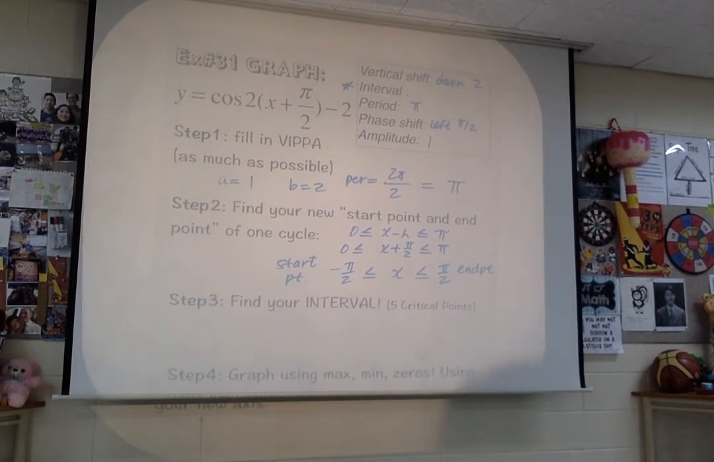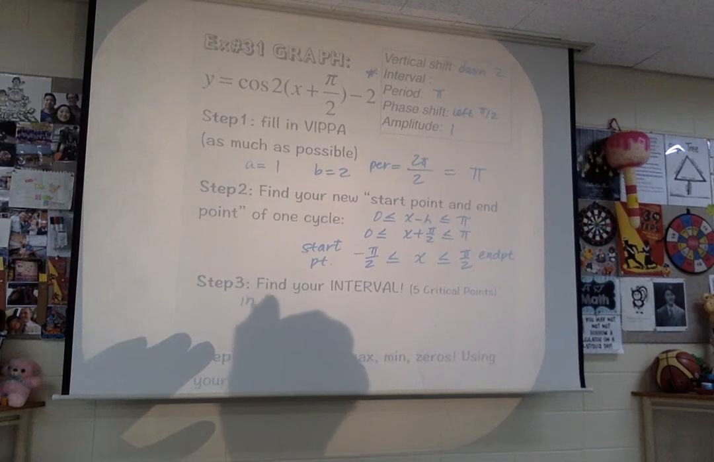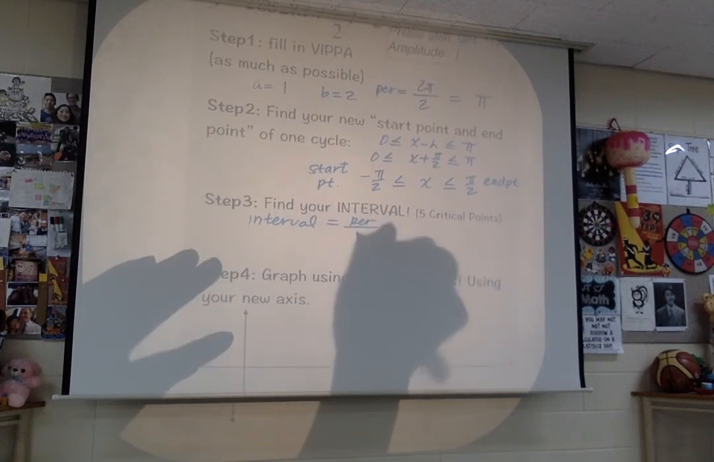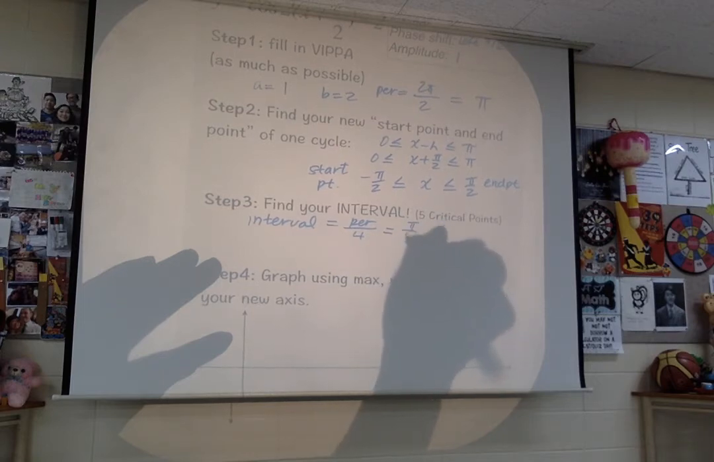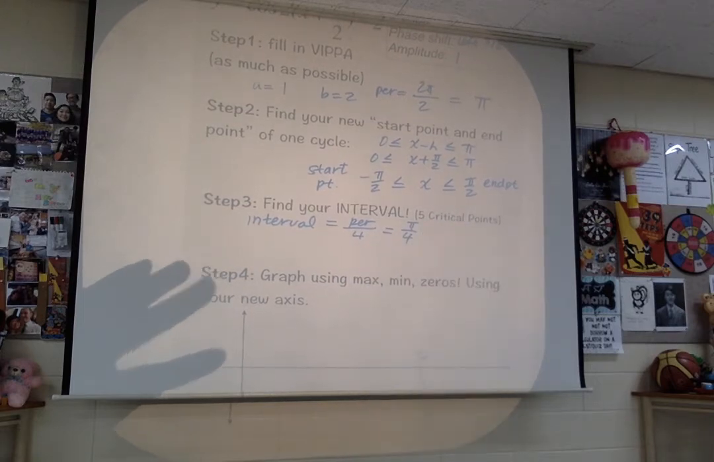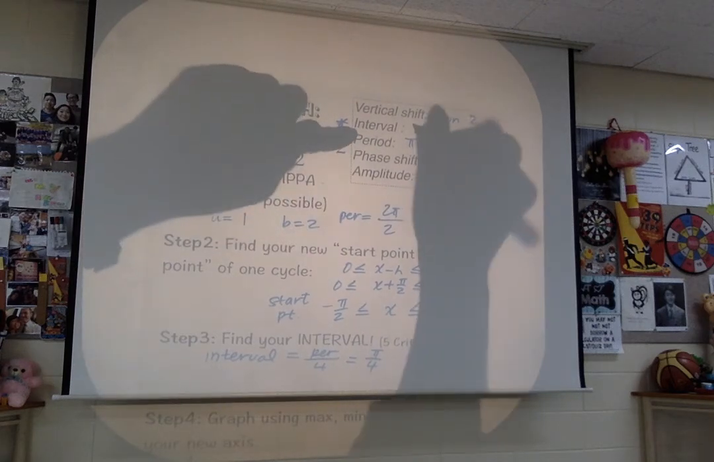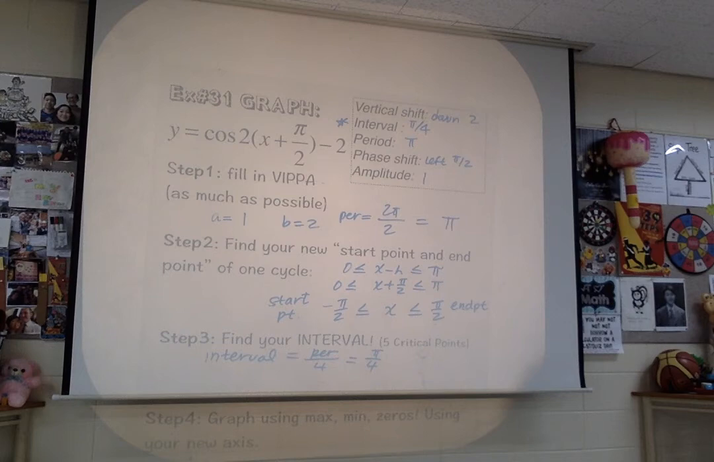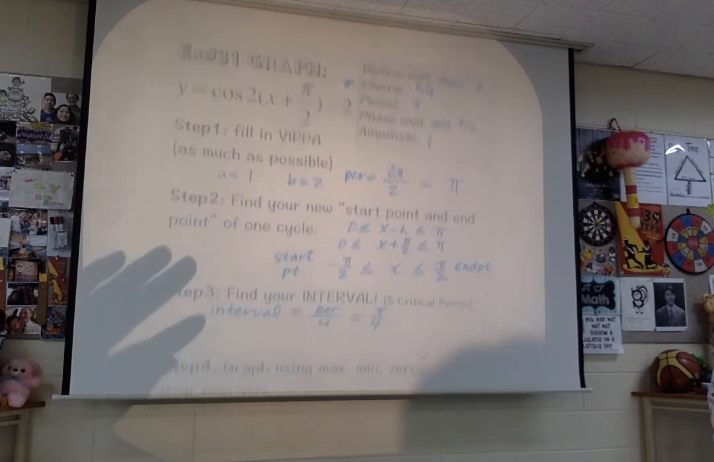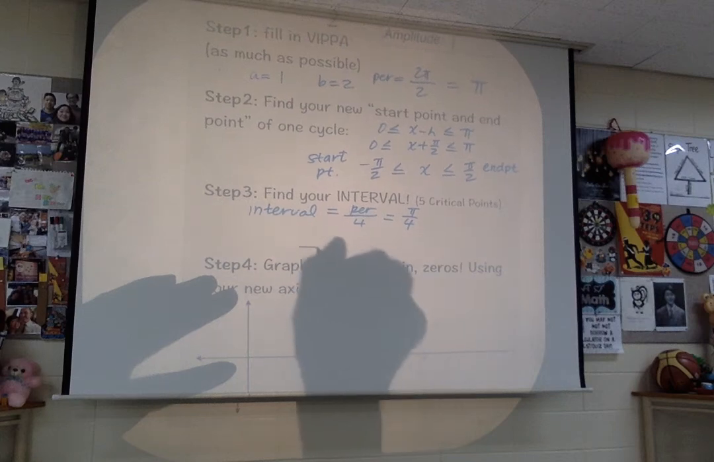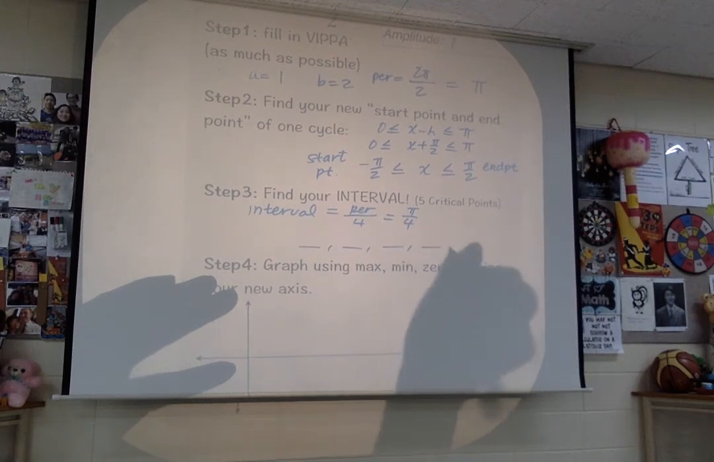All right? Let's find our interval. How are our critical points growing, right? So you guys, interval is equal to period over 4. Our period is pi, and we divide by 4, so that's our interval. I've been forgetting to do this, but if you want to go ahead and fill in your interval here, pi divided by 4 is okay. Not the most important thing, but it's good to write, okay? So you got your 5 critical points. 1, 2, 3, 4, 5.